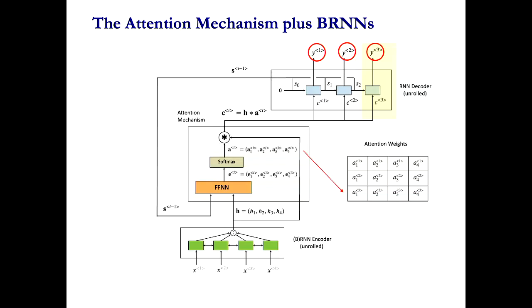You have a bidirectional, typically a bidirectional recurrent network. Here's your input sequence. And the whole point is that as I am generating each one of the outputs, I want a probability distribution on the input sequence. And that's what this is. Each one of these sums to one, a probability distribution. And for this one, the first one, it told me when I was translating what I needed to know to generate the first word.